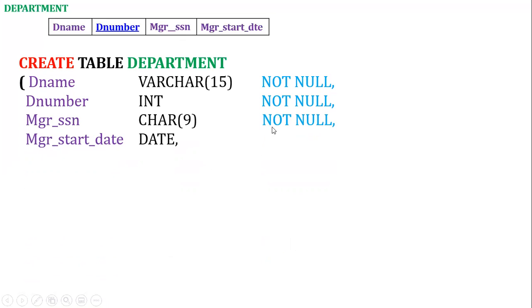And here there is no need to use not null, because a foreign key can be null also. Foreign key can be null, but based on the database which you are creating, if you don't want any department without a manager, if you want a manager for every department, for that condition I have specified not null here. But remember, any foreign key can be null also.